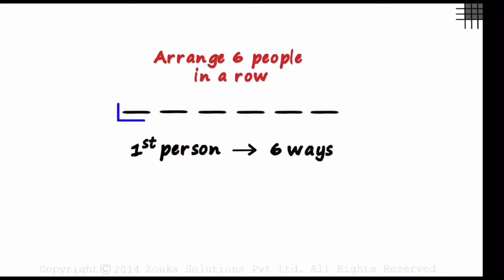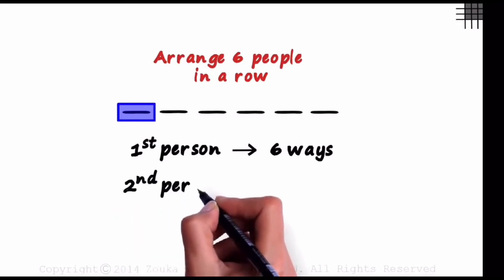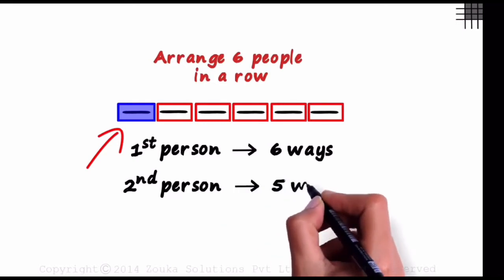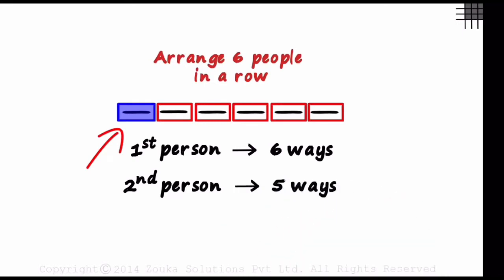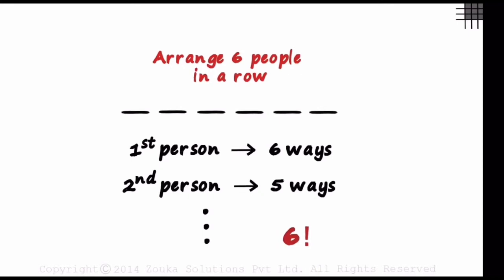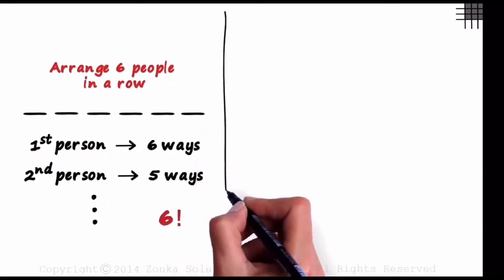So let's say the first person is seated. In how many ways can the second person be seated now? As one slot is gone, just 5 remain. The second person can be seated in 5 different ways, on any one of the 5 remaining slots. This goes on, and we get the answer as 6 factorial. That's how we had 6 factorial. Now that we know this, let's move on to the circular arrangement case.